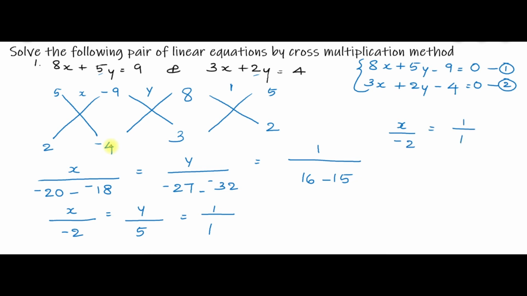So what is the value of x then? x is equal to minus 2. On cross multiplication, you will be getting the x value as minus 2. Then what is the value of y? From here, y by 5 is equal to 1 by 1. On cross multiplication, y is equal to 5. So the cross multiplication method is very simple. You can determine x and y values in a faster manner here.